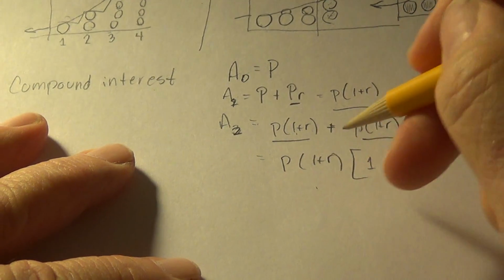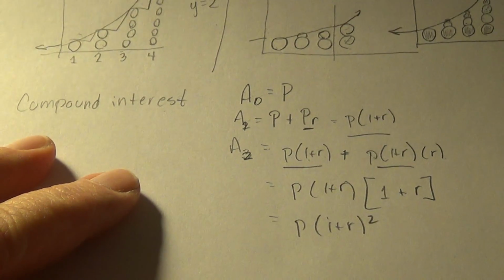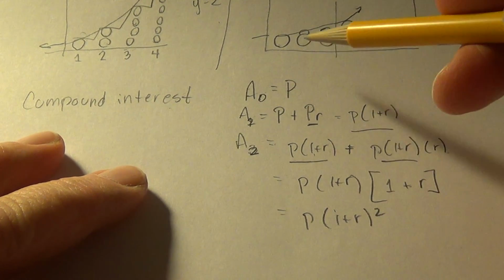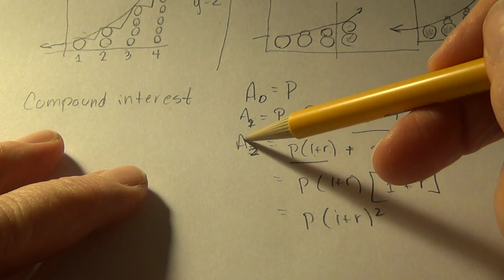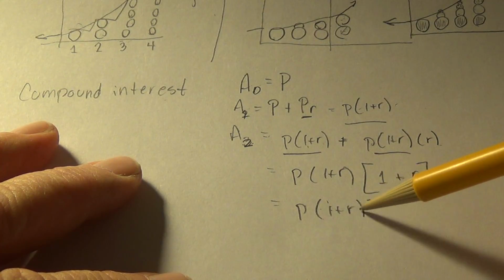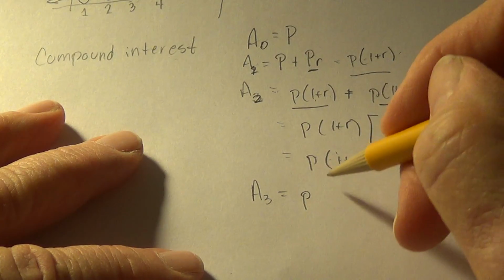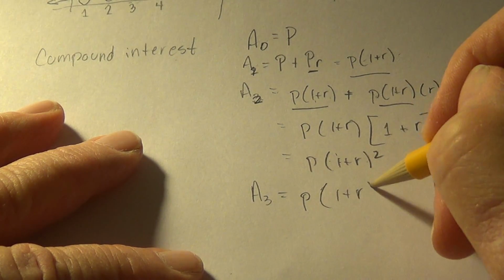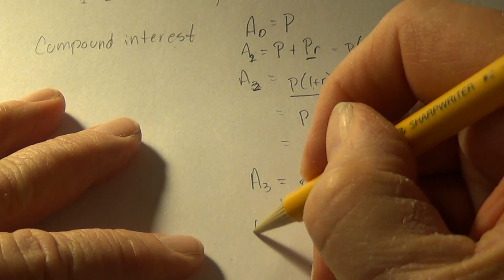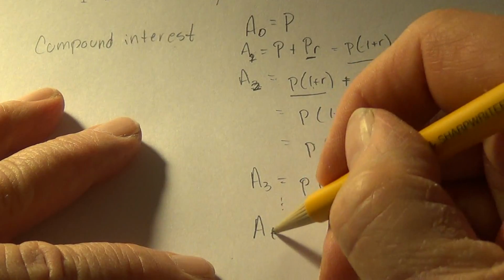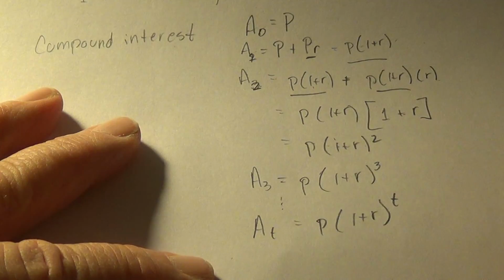But that's the same as that, so I can call it P times (1 + R) squared. So a little algebra shows us that at the end of the first year we have P times (1 + R), and at the end of the second year we had P times (1 + R) squared. So, seeing a pattern, the end of the third year is P times (1 + R) cubed, and so on, till we get any time: the amount at any time equals P times (1 + R) to the T.